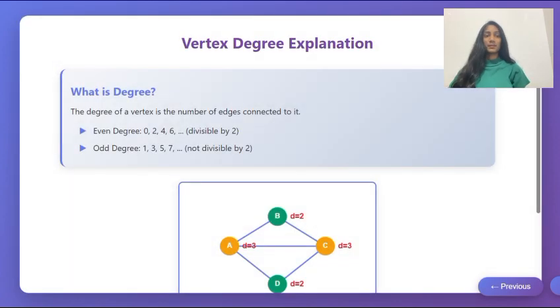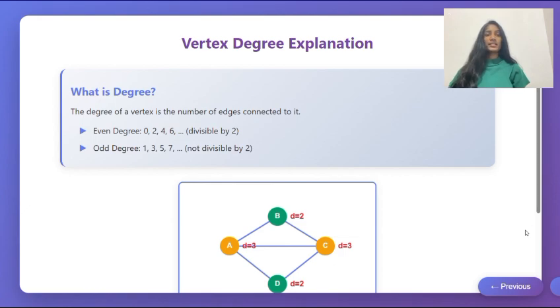Next, let's talk about vertex degree. The degree of a vertex is the number of edges connected to it. For example, if a vertex has 2 edges, its degree is 2. If it has 3 edges, its degree is 3. We also call vertices with even degrees, like 2, 4 or 6, even vertices. Vertices with odd degrees, like 1, 3 or 5, are odd vertices.